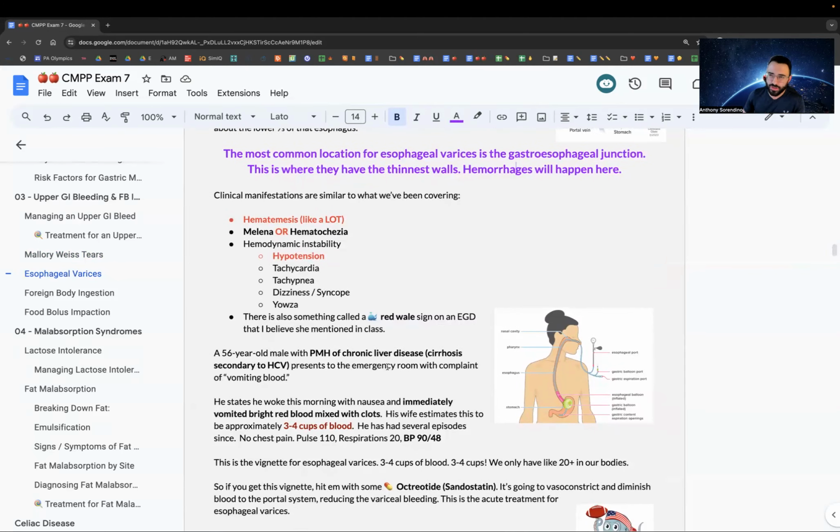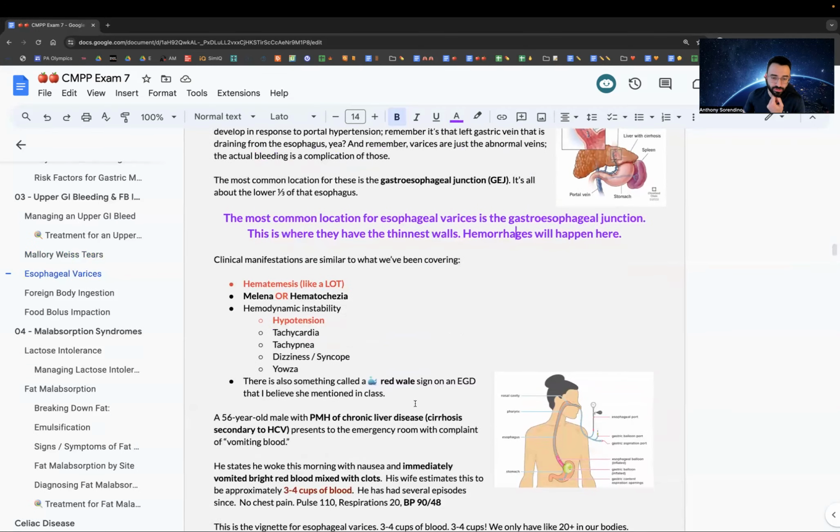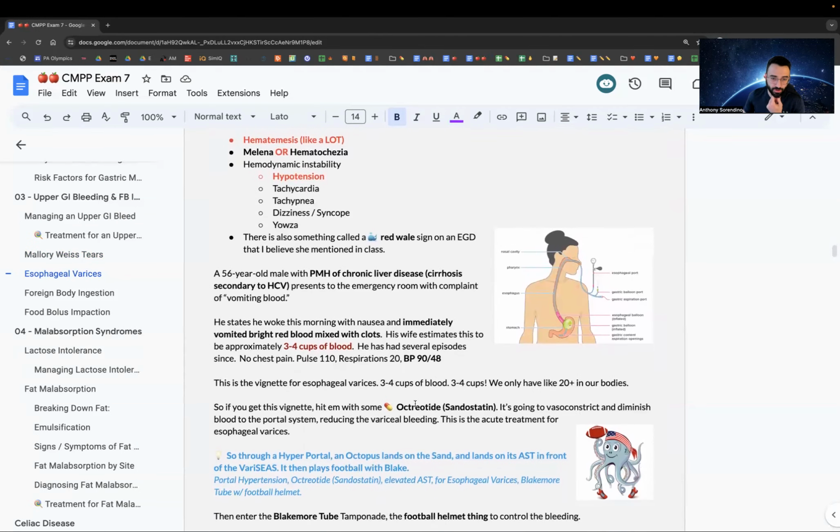There's another thing. This wasn't in the PowerPoint, but I think she mentioned this in class, called a red whale sign. So if you see a red whale sign on an EGD, it's going to be esophageal varices, okay?